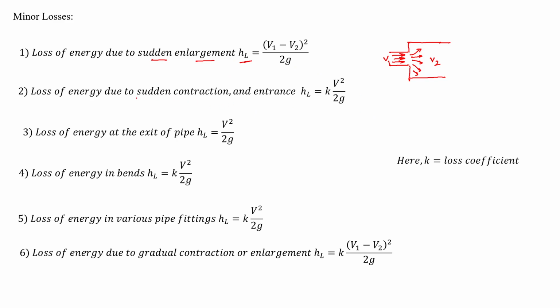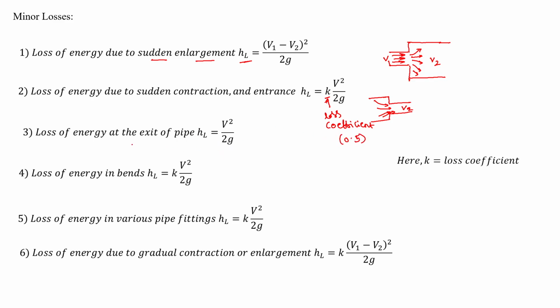Similarly, there is a loss of energy due to sudden contraction and entrance. What is a sudden contraction? Suppose this is a bigger diameter pipe and this is a smaller diameter pipe. If the flow takes place from this to this, there will be a loss of energy which is computed as k into v square by 2g. Here k is a loss coefficient, which will be given in the question. Otherwise, it is 0.5 of v square by 2g.